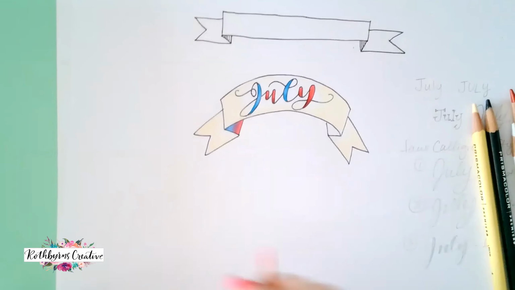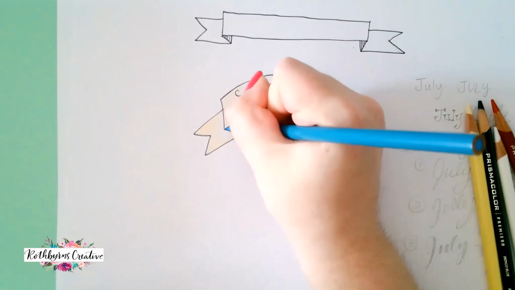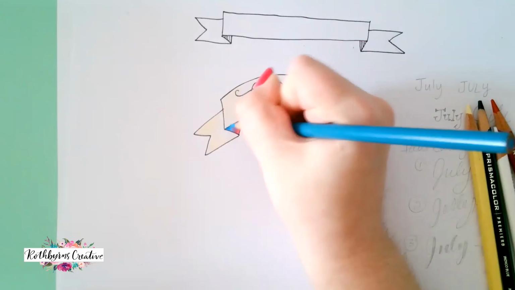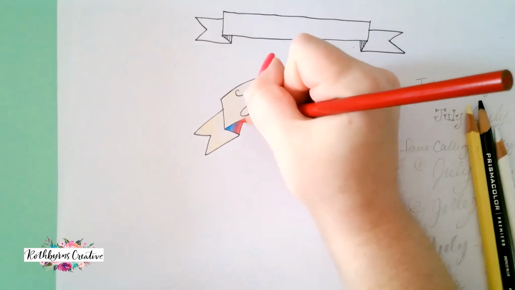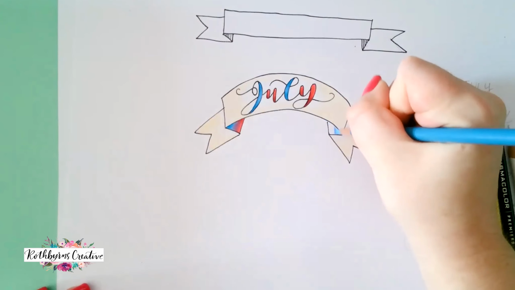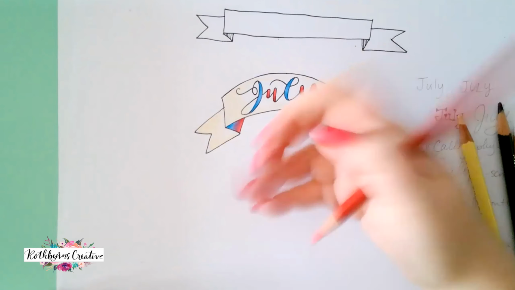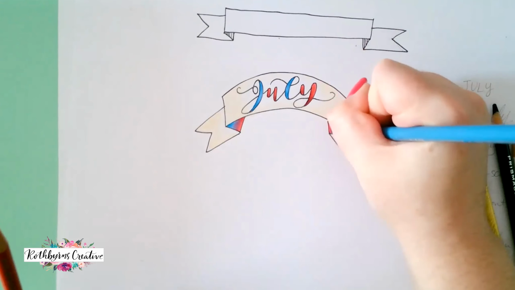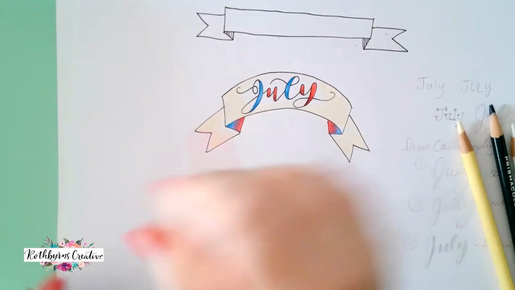So I'm pretty happy with that. And I can just add a little bit of my darker color just right at this corner here to show that there's a shadow. And I'm gonna add a little bit of my darker red up here. And there we go.